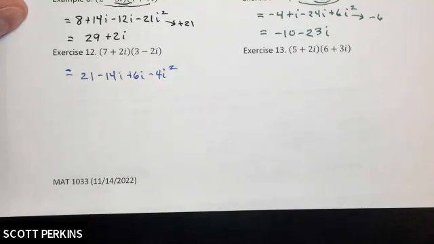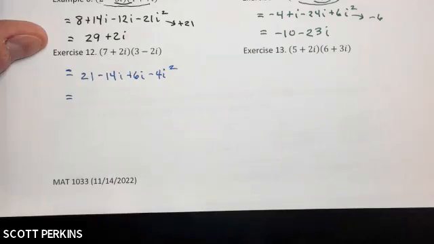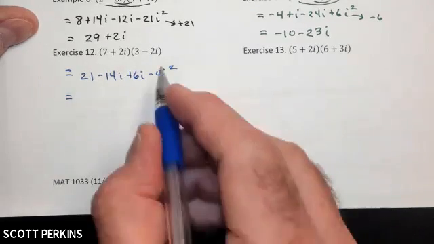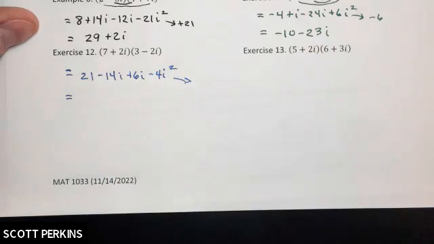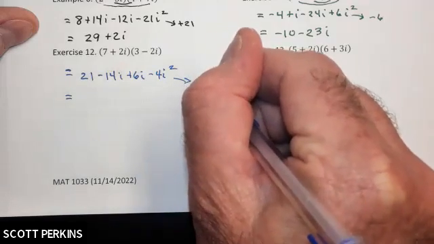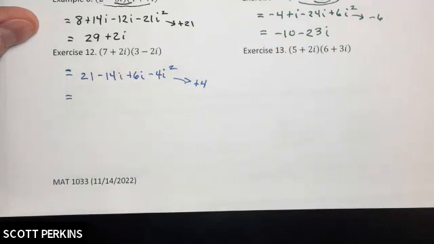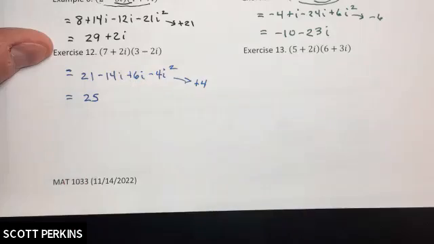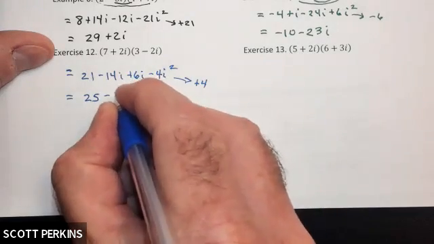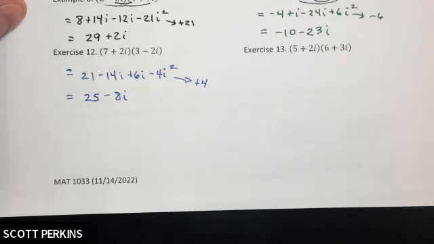Okay. Stop me if you got a problem. Stop me if something's not clear. I'm just going to keep going here. So -4i squared, what does that term become? +4, yes, well said. Thank you very much. And so 21 plus 4 is 25. -14i plus 6i is -8i. And there we go. There is my complex number answer.